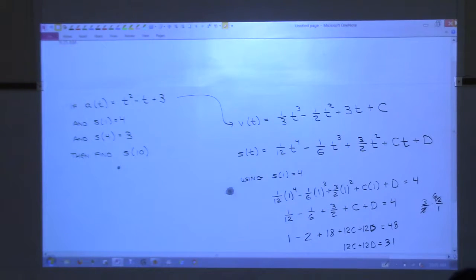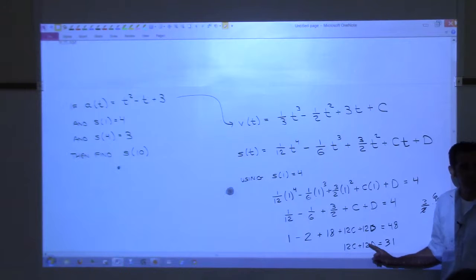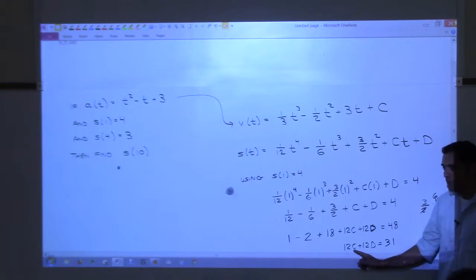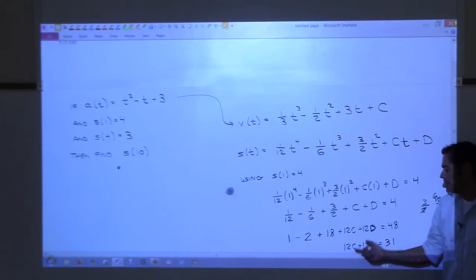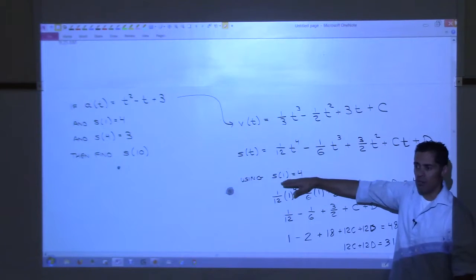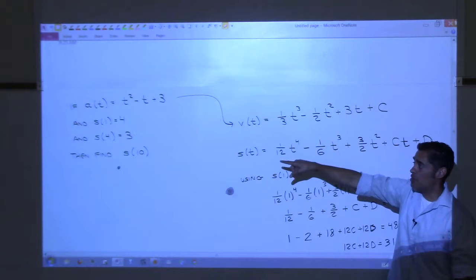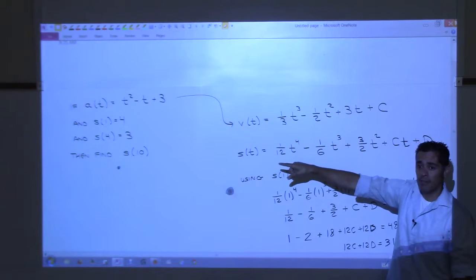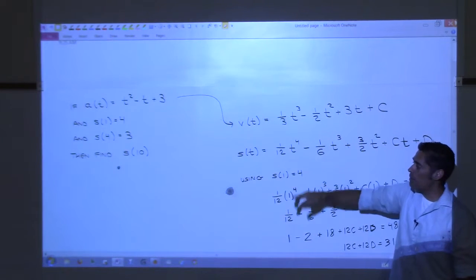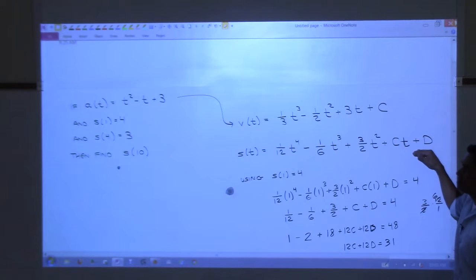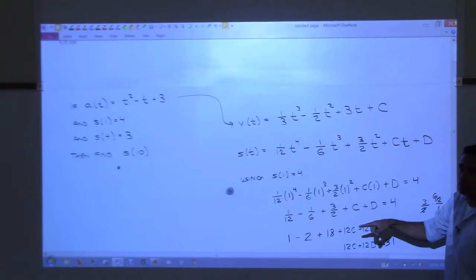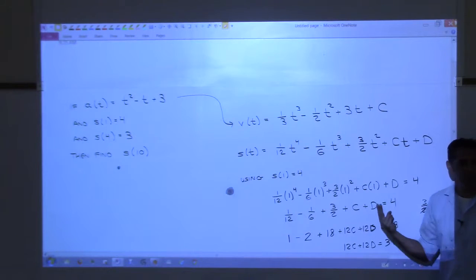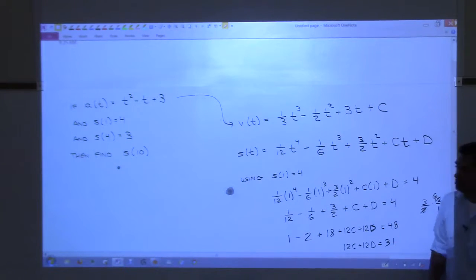Okay. Well, that still sucks because I have one equation, I have two unknowns, don't I? I can't solve for c right now because I don't know d. I can't solve for d because I don't know c. But I've only used one piece of information, right? I have another piece of information. S of 4 is 3, right? So if I plug in 4 into this, I'm going to get another equation. And I'm going to have two equations with two unknowns, and that's a system of equations.